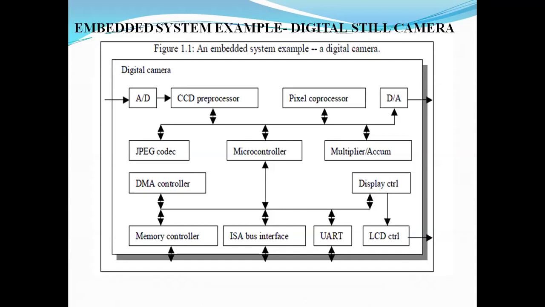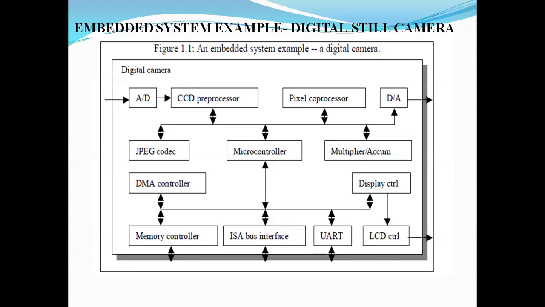The next one is the bus interface, which will control the interface between the digital still camera and the PC. The next one is the UART, which makes communication easier between the digital still camera and desktop computers. At last, the LCD display will display the images. Right? Okay. So these are all the working principles of a digital still camera.